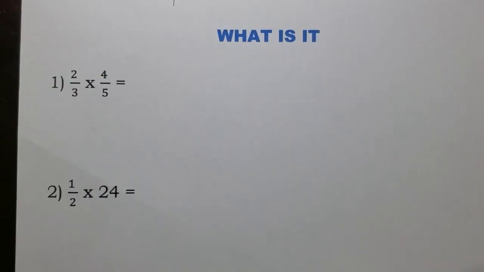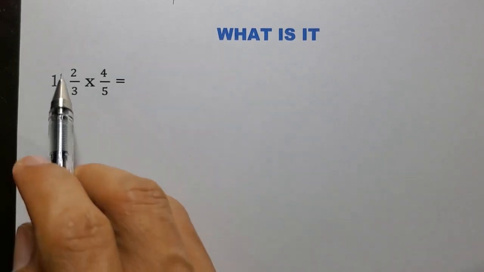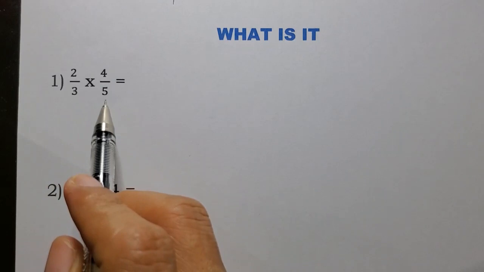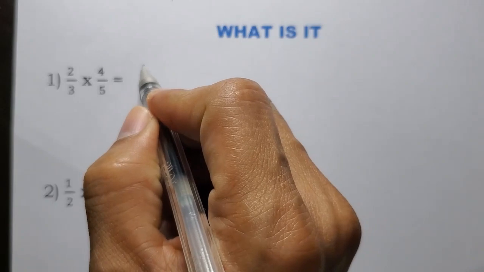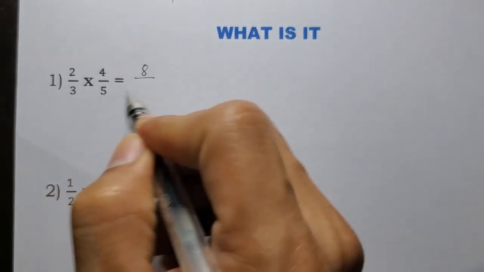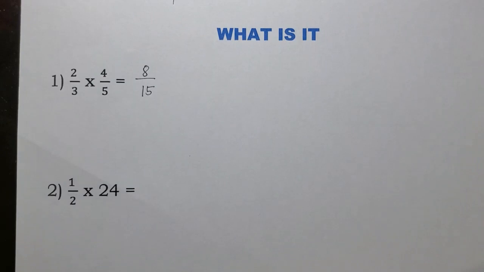This time, let's try to solve the following numbers in What Is It? Item number 1, 2/3 times 4/5. As I have told you, we will just multiply numerator by numerator, denominator by denominator. So if you multiply 2/3 and 4/5, you get 2/3 of 4/5. 2 times 4 is equal to 8, and 3 times 5 is equal to 15. That fraction is already in the lowest term or simplest form. Therefore, our answer is 8/15.